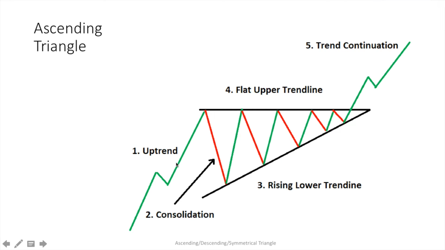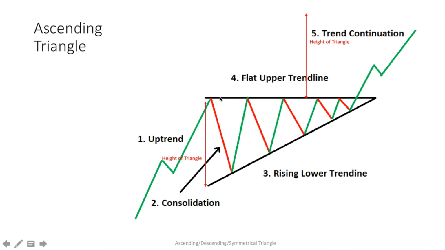So how to trade the ascending triangle? Whenever price breaks this resistance line, you have to take the trade. So this is your entry point. What is your stop loss? That is the current swing low, or below the current swing low. This is my entry point, this is my swing low, so I will put the stop loss below this swing low.